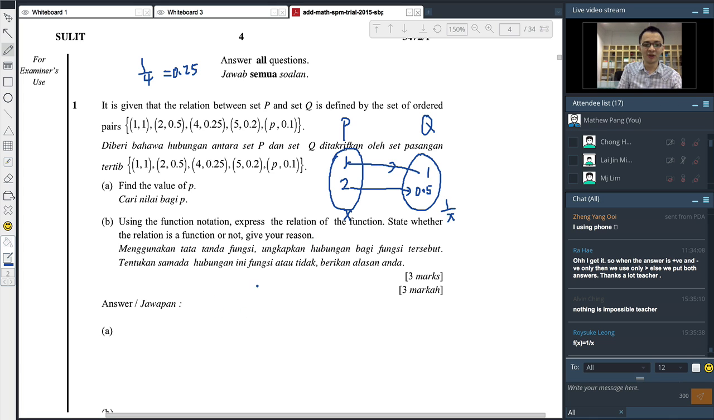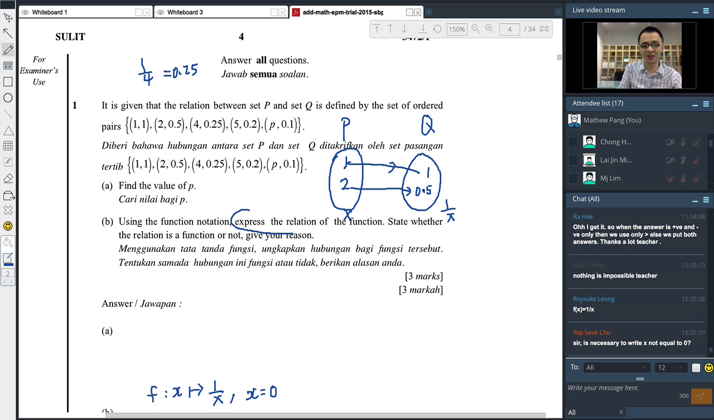So if the question asks me to do something like set notation or function, what I will do is write f: x goes to 1 over x, where x cannot be 0. Because it asks you to use the function notation, express the relation of the function. So this is the relation of function. This is part B. But part A is quite simple.